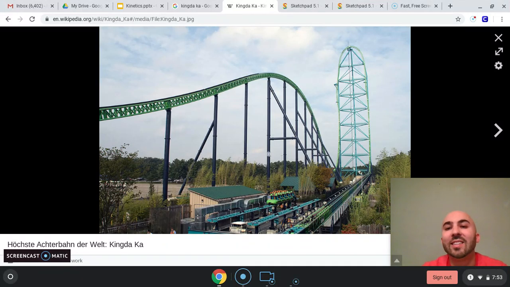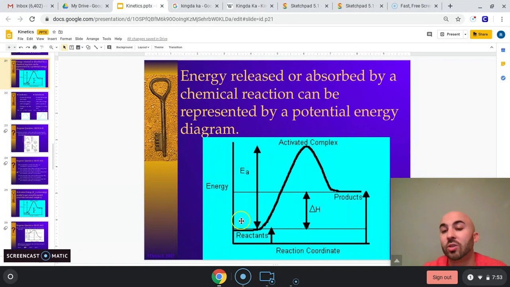Now, that Kingda Ka experience that I had is very similar to the way potential energy diagrams work, right? We always read them from left to right, and you start here where the reactants are. If you don't give the reactants enough energy to get up and over the top of this curve, the reaction will not proceed. When the reaction does proceed, we say that it goes to completion. Completion would be when it produces the products. But if it doesn't go to completion, then it's not actually going to get up over this curve. You're not going to have enough energy.